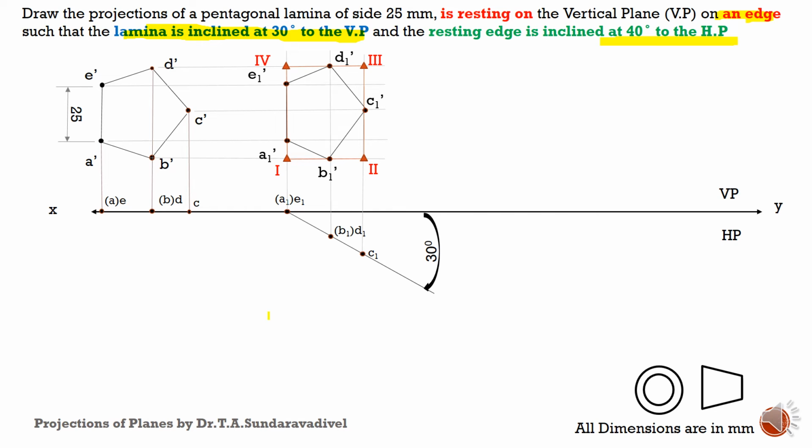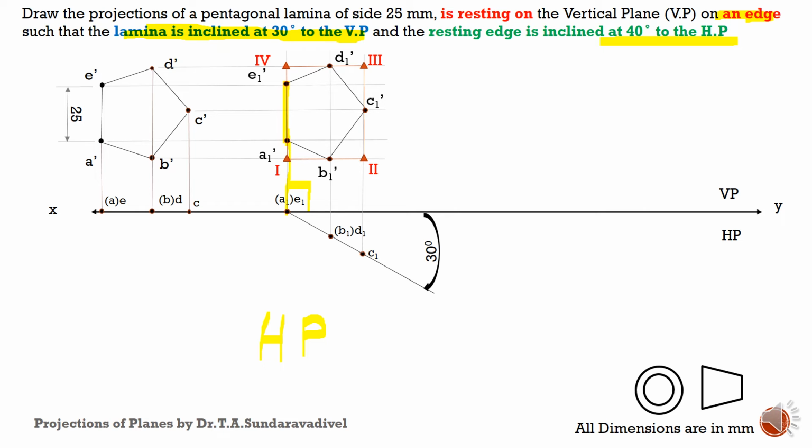This is HP. I told you earlier, the total space below the XY line is HP. And this is the resting edge. AE is the resting edge, and this is the front view of the resting edge. So what is the relation between HP and the resting edge? It is perpendicular. The resting edge is perpendicular to HP.